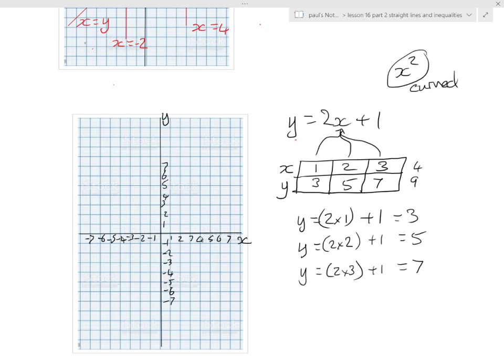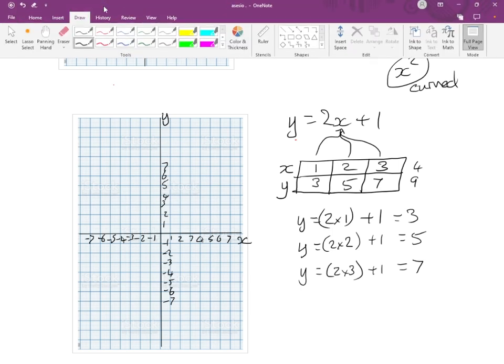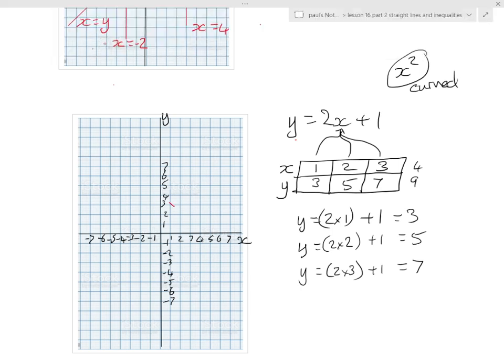So let's plot these. 1, and let's do it in red so we can see what's going on. 1 and 3, 2 and 5, and 3 and 7. Okay, so let's try and draw these up in a nice straight line.